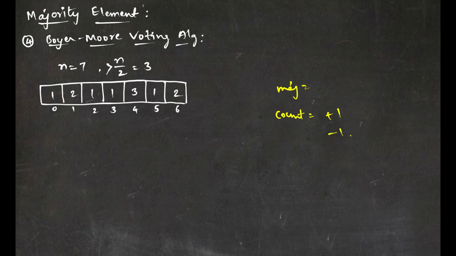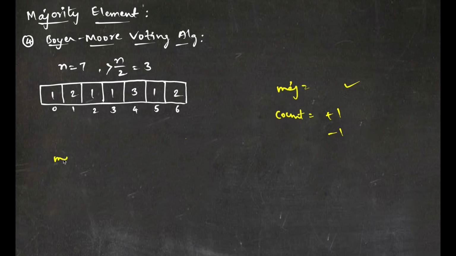And as stated in the problem statement, there will definitely be a majority element, so my counter will always be greater than 0 at the end, and my majority element will be non-null. So I can just return this majority element. Let us understand this algorithm by looking at this example.